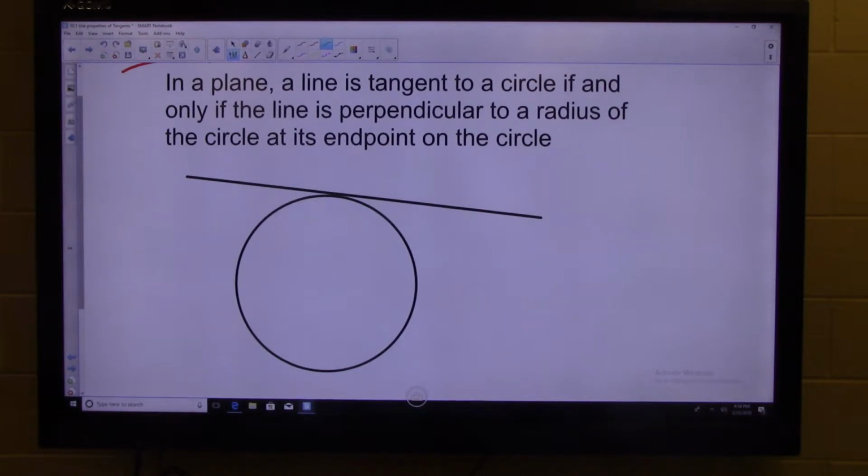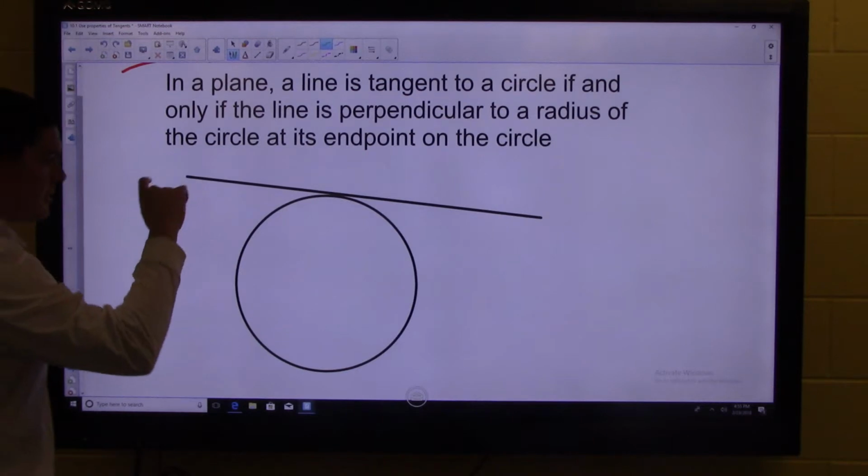In a plane, a line that is tangent to a circle, my bad, I misspoke. Let me read it again. In a plane, a line is tangent to a circle if and only if the line is perpendicular to a radius of the circle at its end point on the circle. So try to fill in the blanks there, everything we're missing on your guided notes. I know I didn't leave a whole lot of room to draw the picture, but try to draw this picture off to the side.